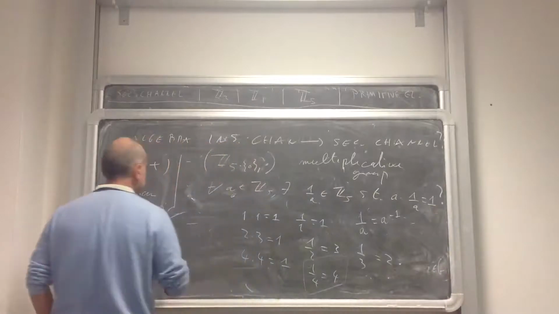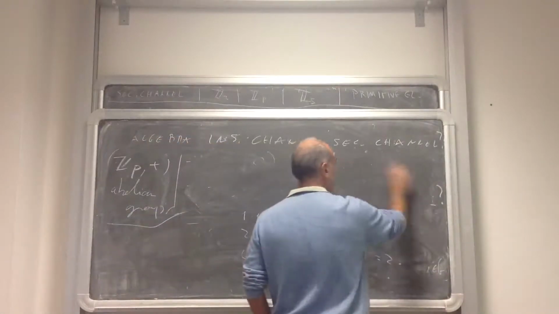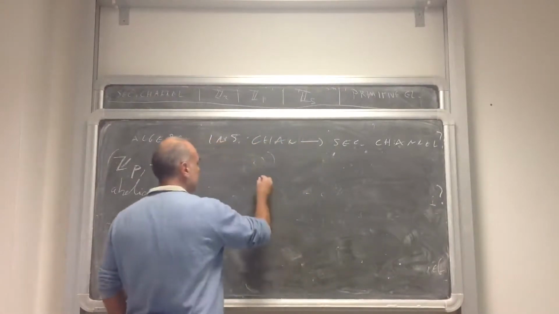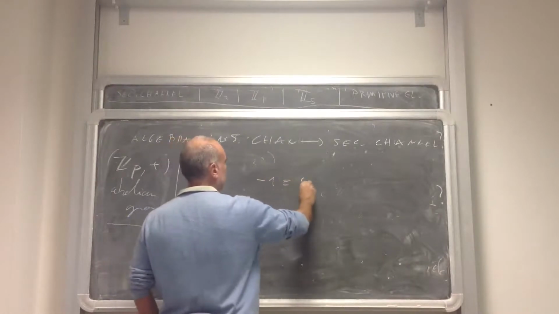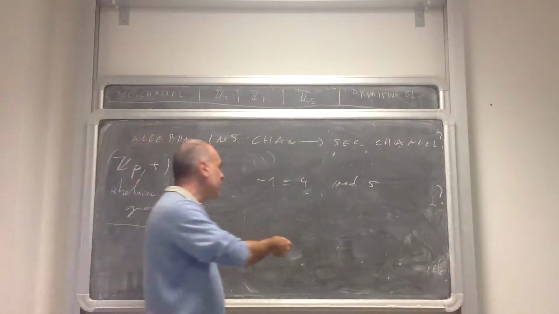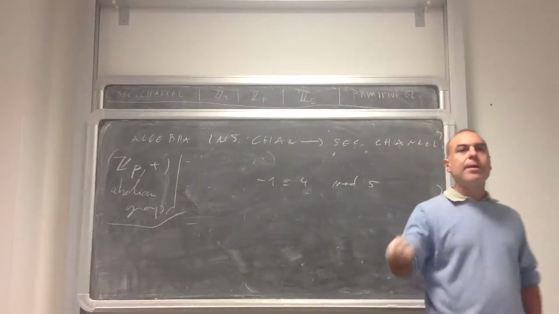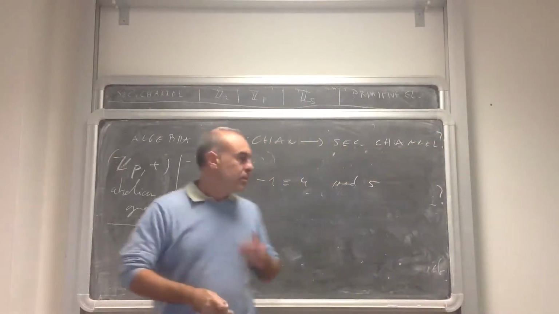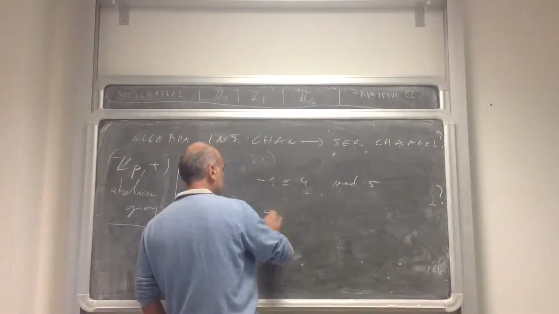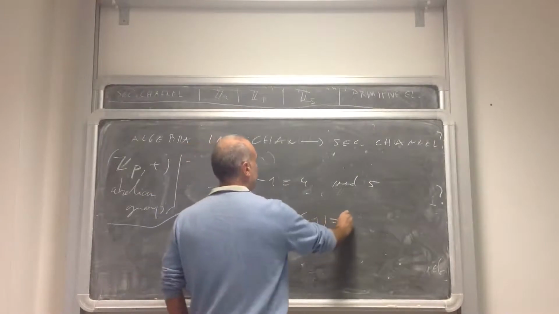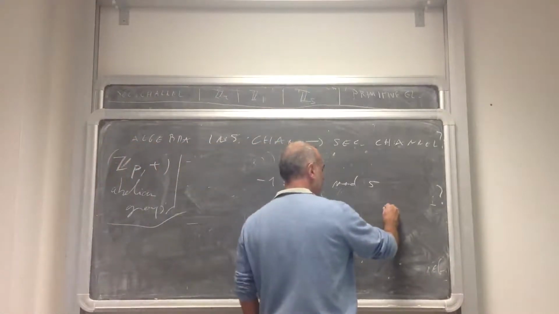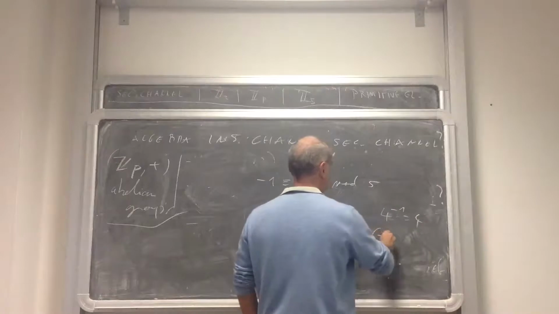Now about 4, actually we are using remainders, but minus 1 is congruent to 4 modulo 5. So if you divide minus 1 by 5 and you accept all the remainders between 0 and 4, you will get 4. So we know that minus 1 times minus 1 is 1. So 4 is like minus 1. That's why 4 is the inverse of itself, because 4 is minus 1.